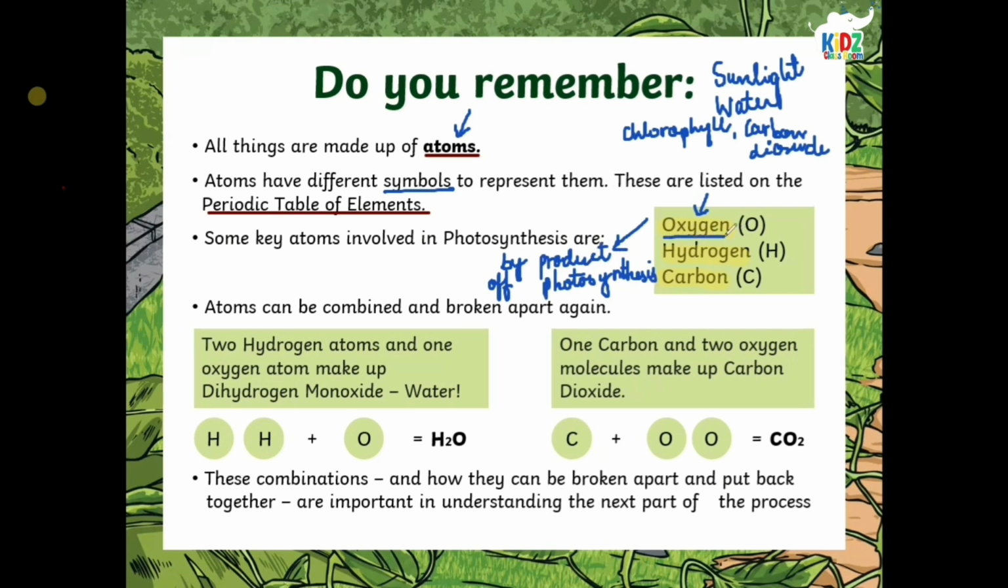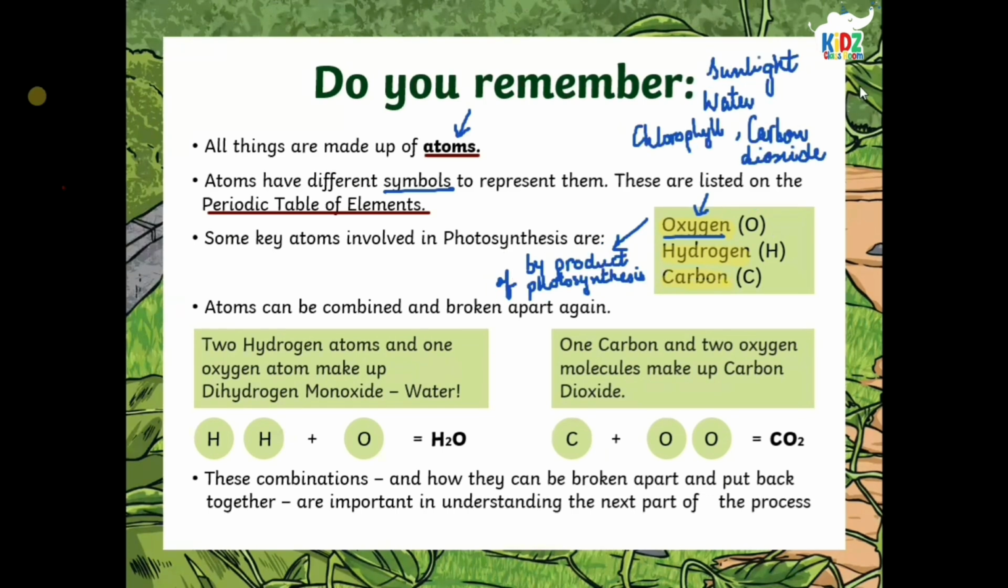And oxygen is an atom. Let's discuss the definition of atoms. Atoms are the smallest particles that can exist. When two of the same atoms join together, they make up an element. Some atoms involved in the process of photosynthesis are oxygen, hydrogen, and carbon.